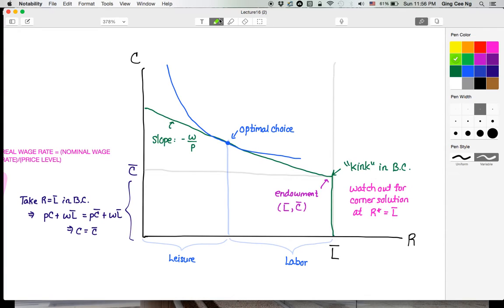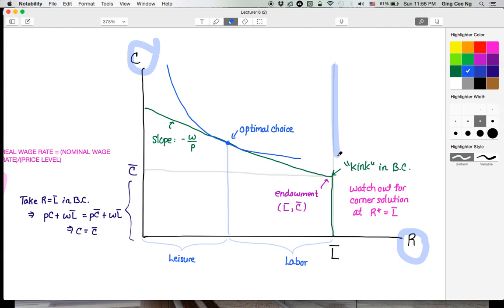So just as before, remember we have two goods, R, which is leisure, and C, which is consumption. R is going to be plotted on the x-axis, C on the y-axis. Now what's going on here? Notice that since we have this time endowment, which affects one of our choice variables, this L bar, which is equivalent, by the way, to R bar, you can't consume any more leisure, R, than L bar.